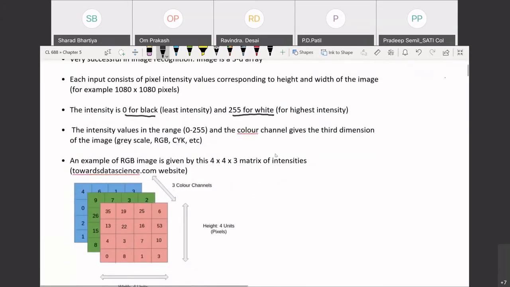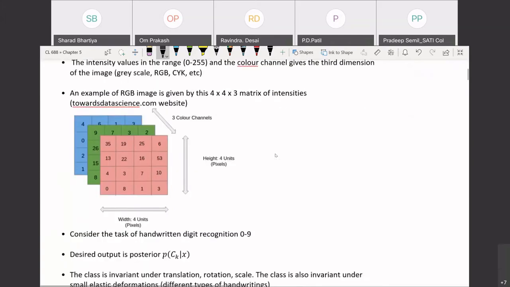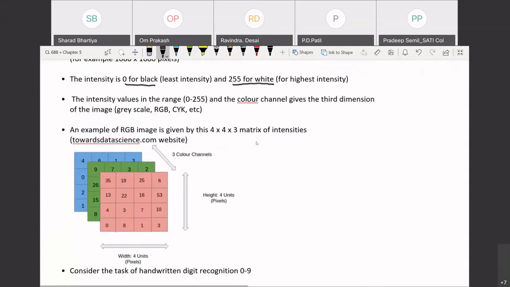Now, if it is a color image, as shown over here, I've tried to make sure that I write the website name from where I've picked up these figures. In this case, you can see that it's a color image. So this is red, green, and blue, and you have the intensities for each of those. And so it essentially becomes a 3D array. In this case, it is 4 by 4 by 3. Where is that 3 coming from? It is coming from this RGB. So you can store any image.